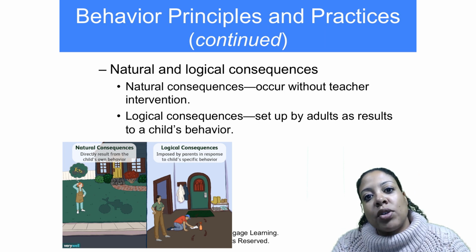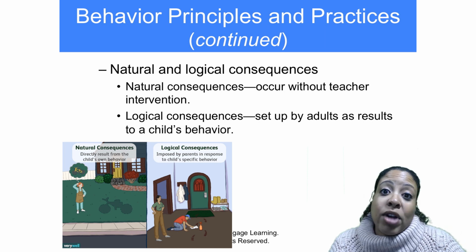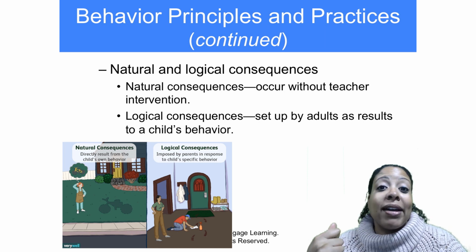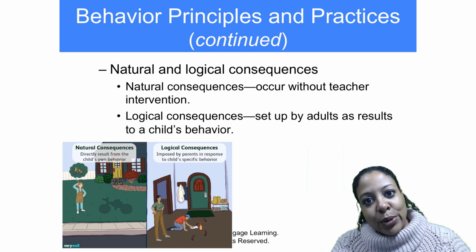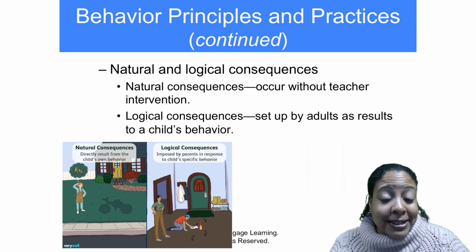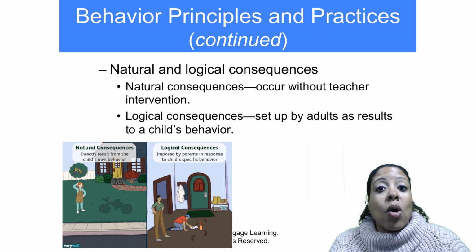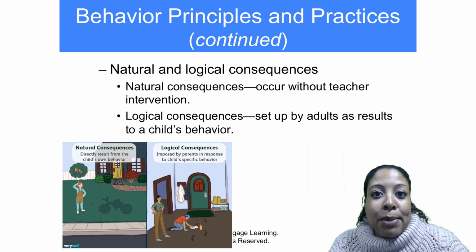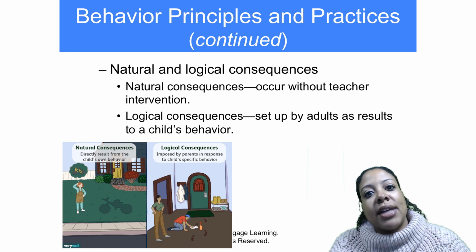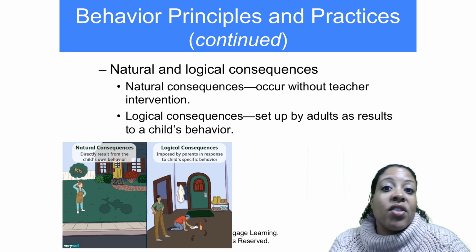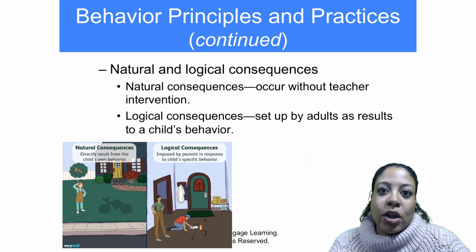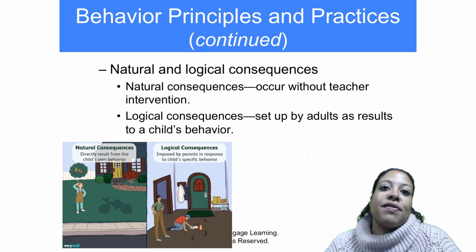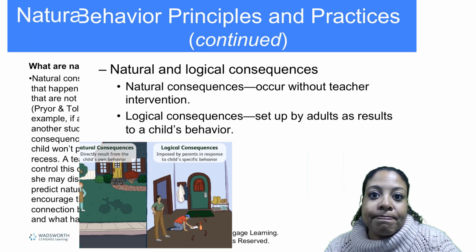Another example of a natural consequence, if it's raining outside, you tell your child you need a coat and an umbrella, and they refuse. I don't want to wear a coat. I don't want my umbrella. What's a natural consequence? They're going to get wet, right? Or a child who throws sand in the sandbox to other children. What's a natural consequence? Other children are probably going to avoid them. They're not going to want to play with the aggressor. So those are some examples of natural consequences.